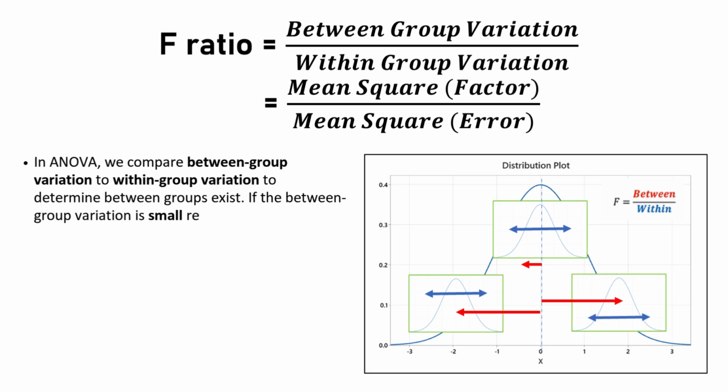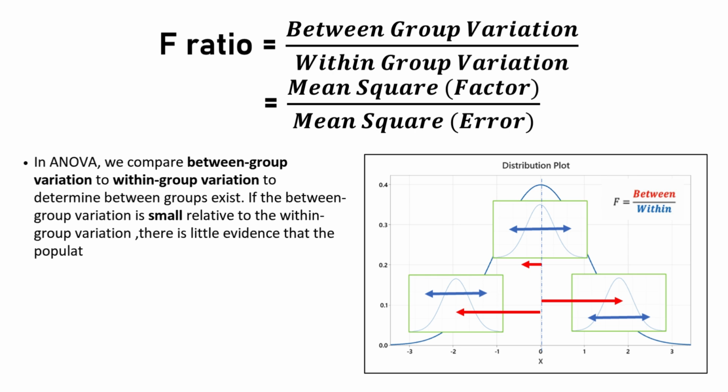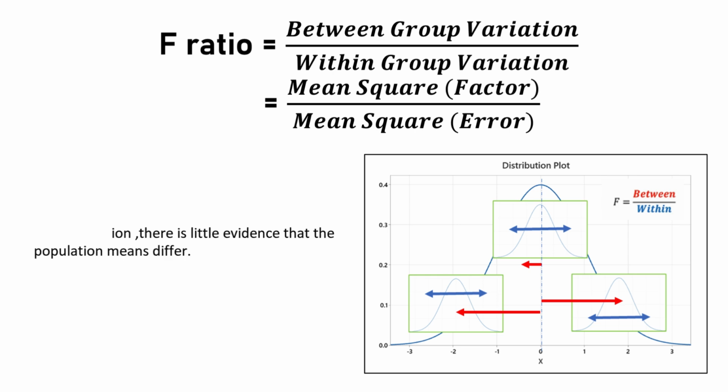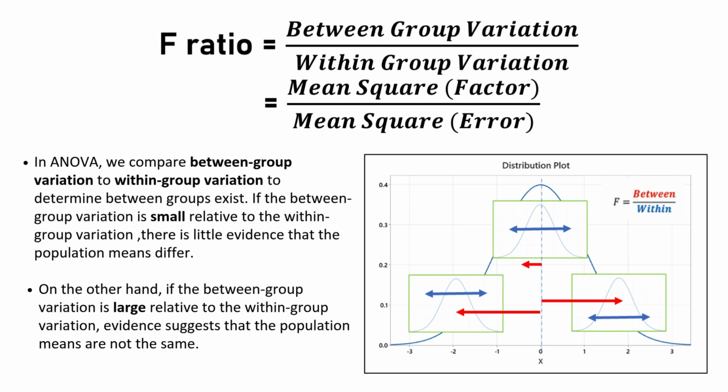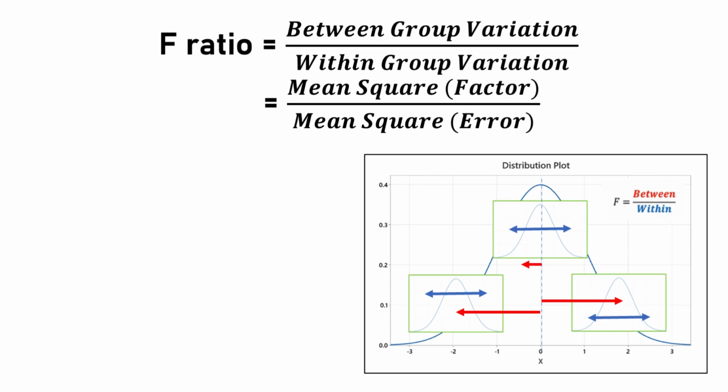If the between group variation is small relative to the within group variation, there is little evidence that the population means differ. On the other hand, if the between group variation is large relative to the within group variation, evidence suggests that the population means are not the same.